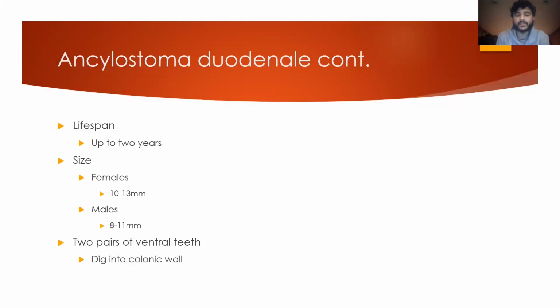So its lifespan is up to 2 years, and this 2 years refers to inside of your gut. It can be there for 2 years. The size differs between females and males. Females are slightly longer than the males, and they have 2 pairs of ventral teeth, which dig into the colonic wall, and we'll talk about this a little bit more.